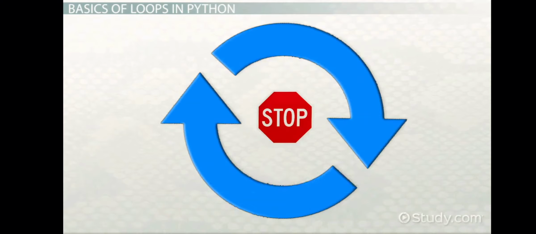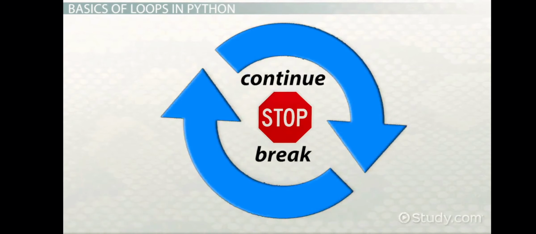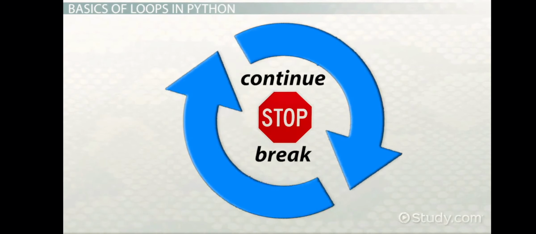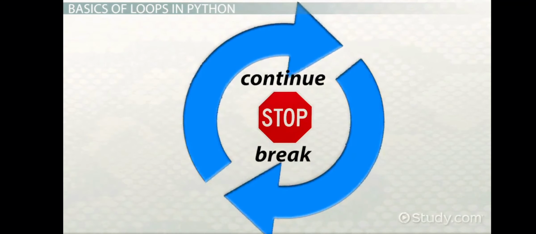You can terminate a single iteration using the command continue. That's similar to the break command. However, the break command terminates the iteration and also the loop itself. The continue command terminates the iteration, but the loop continues running with the next iteration to be executed.